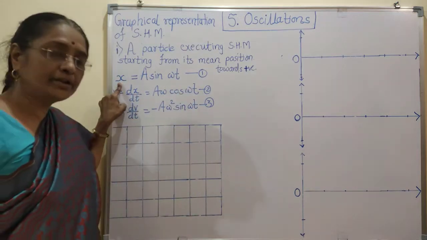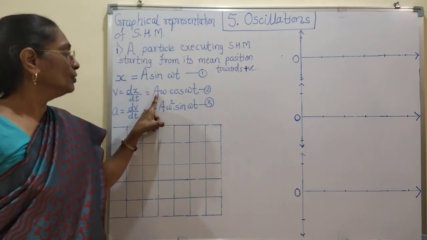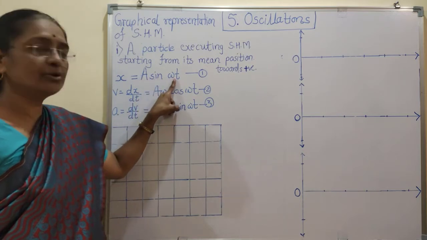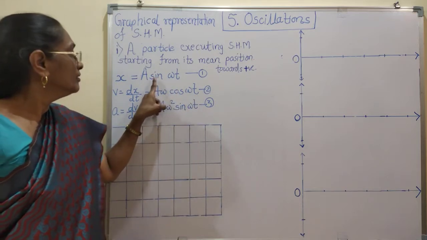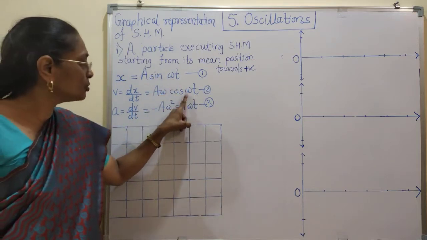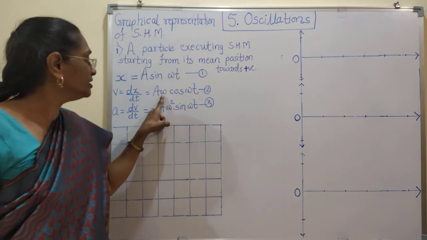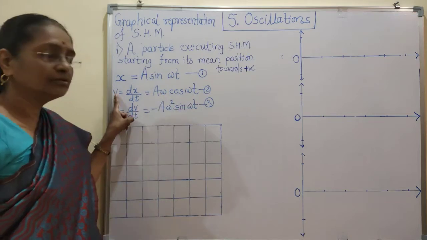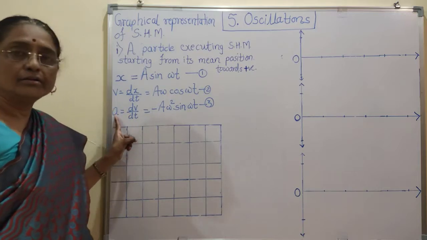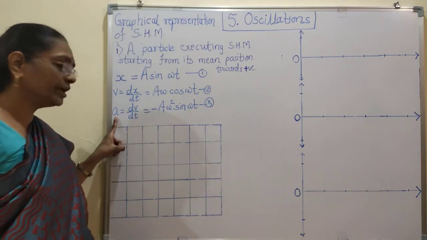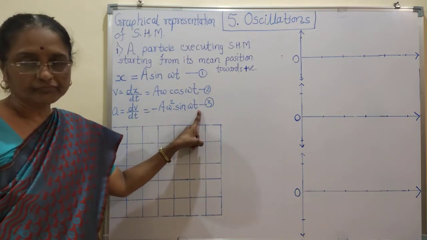Derivative of displacement gives us velocity. It is dx by dt is equal to, here derivative of a sin omega t is a omega cos omega t. Derivative of sin omega t is cos omega t, and multiplied by derivative of omega t, which is omega. So we get the expression for velocity. Similarly, by taking derivative of velocity, we get acceleration. It is minus a omega square sin omega t.